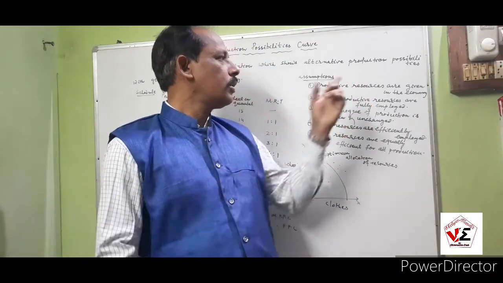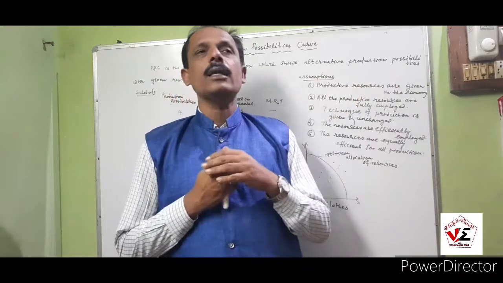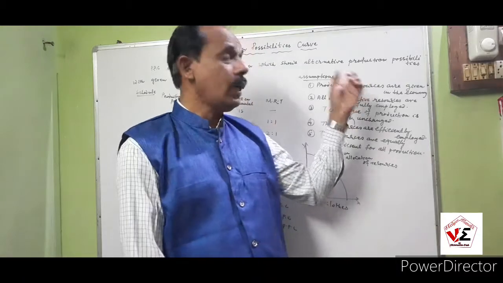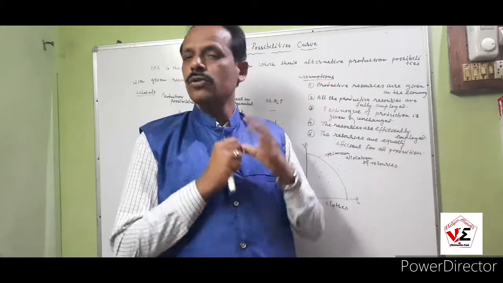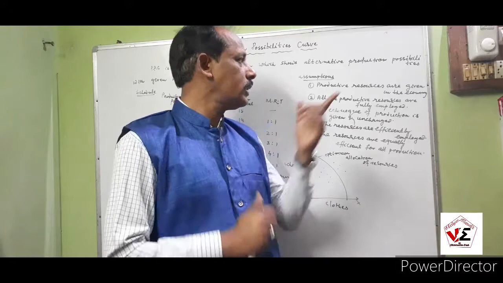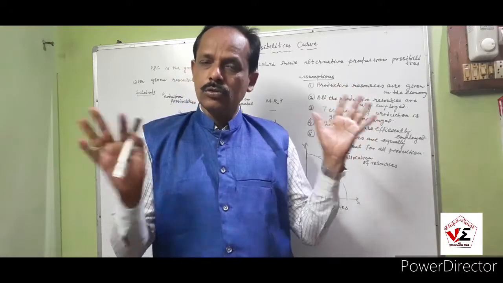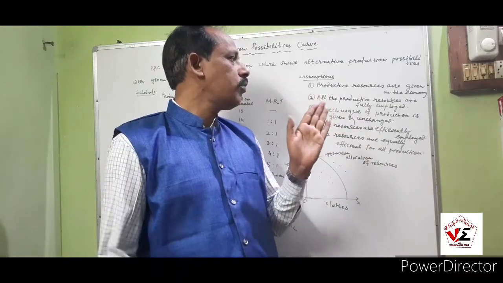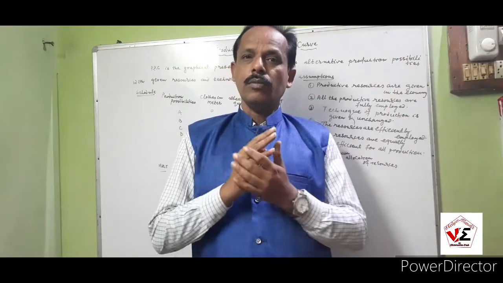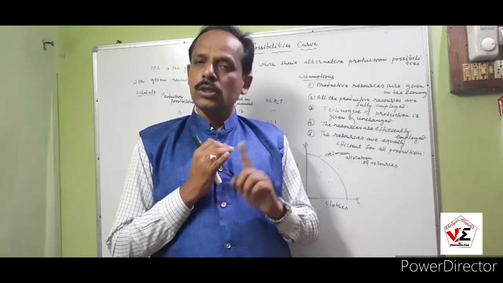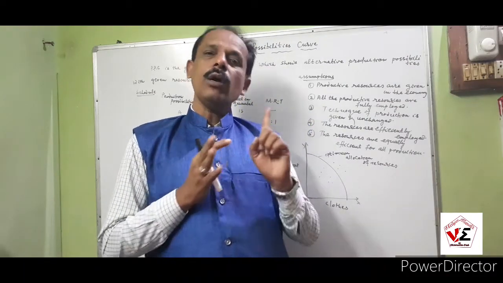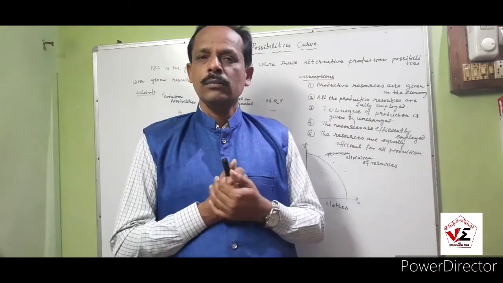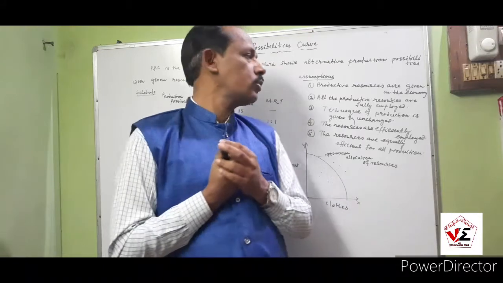What are the assumptions? Production resources are given. The resources we are using to do the production should be given and constant. We cannot change them during the production. And second one, all the productive resources are fully employed. That means proper utilization of resources, whether it's labor, raw material, or whatever it may be. We are using the resources properly, that means fully employed. That's proper optimum utilization of resources.